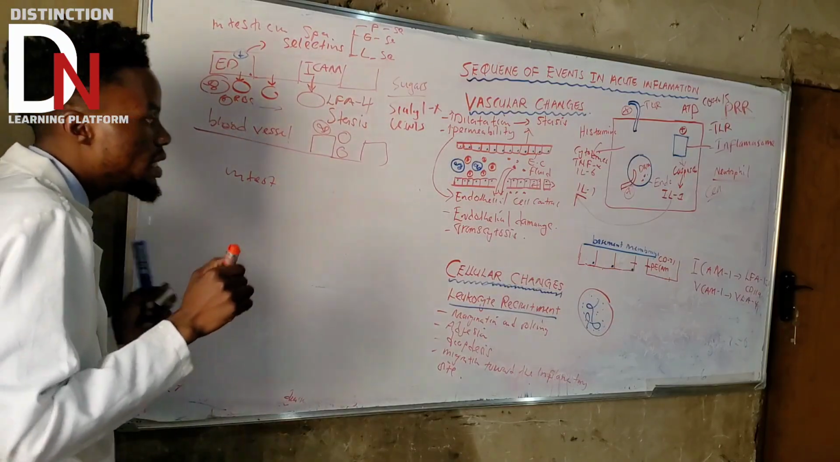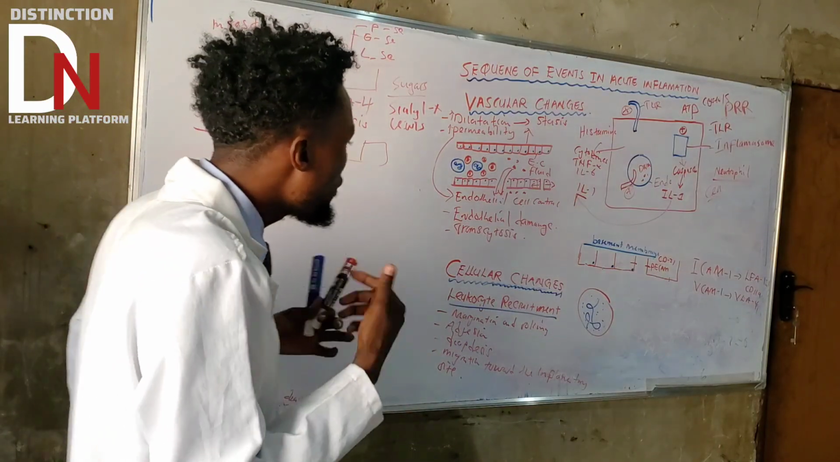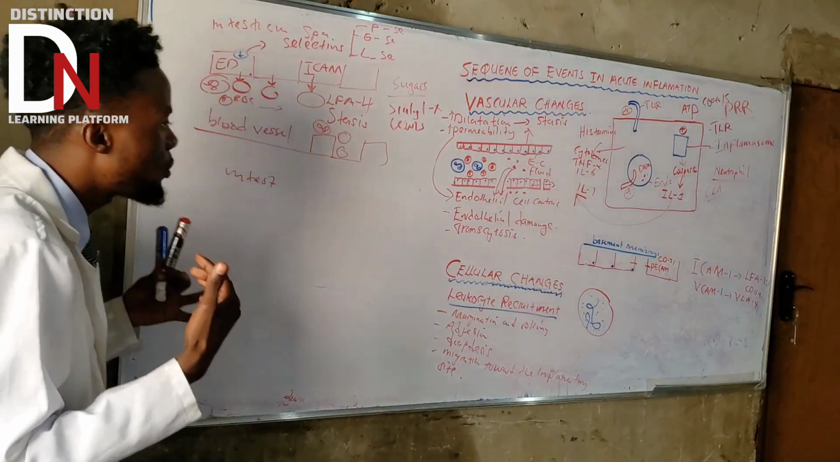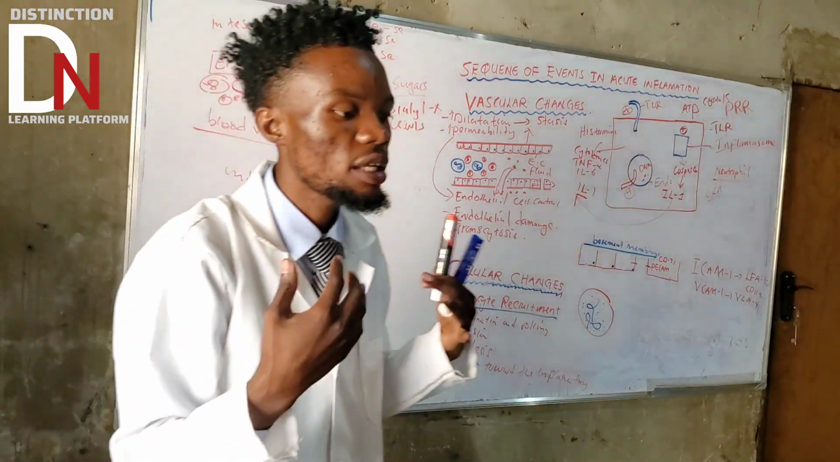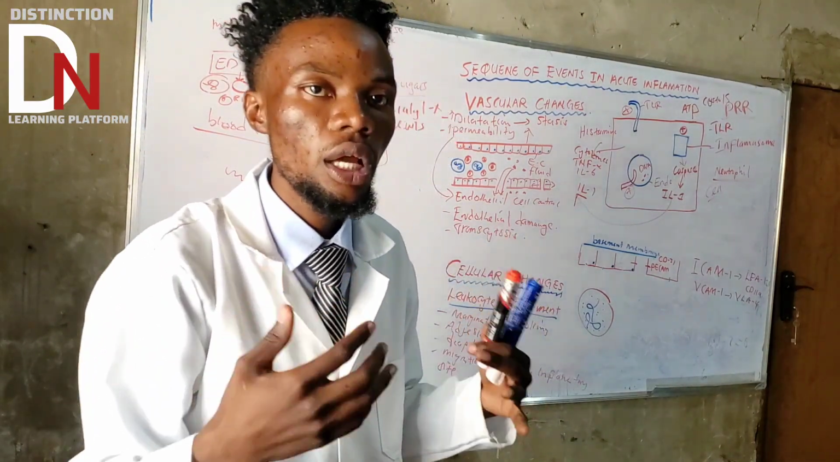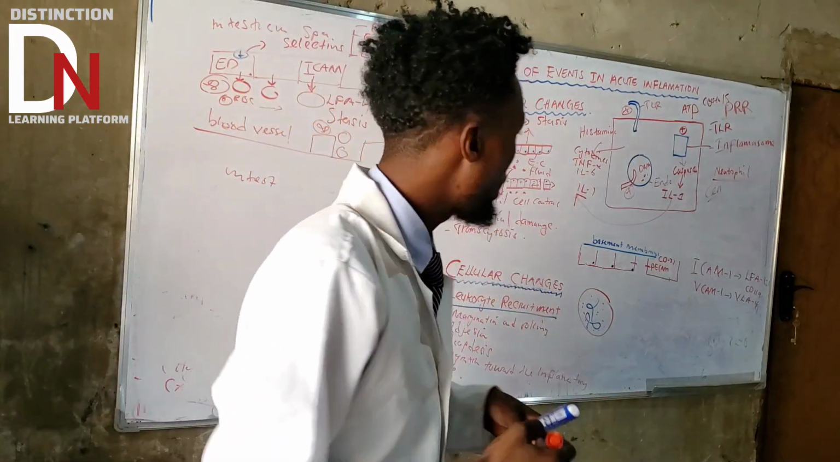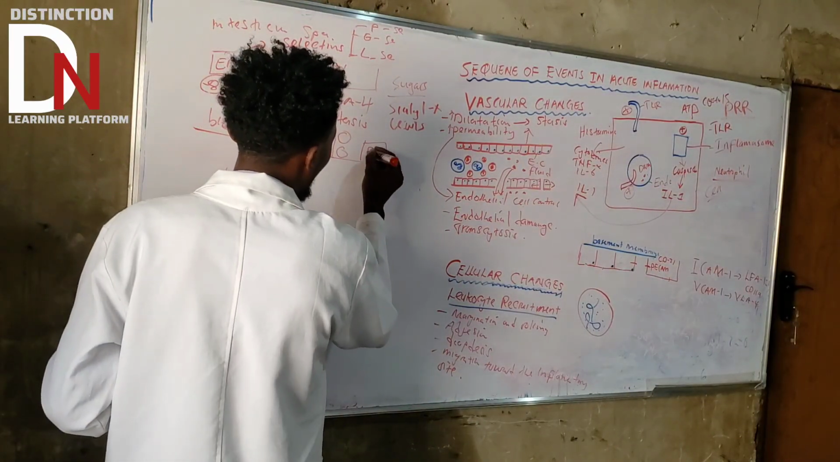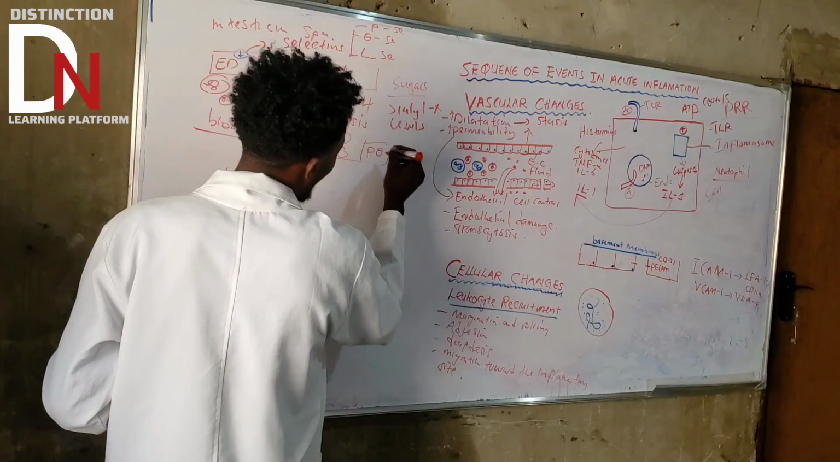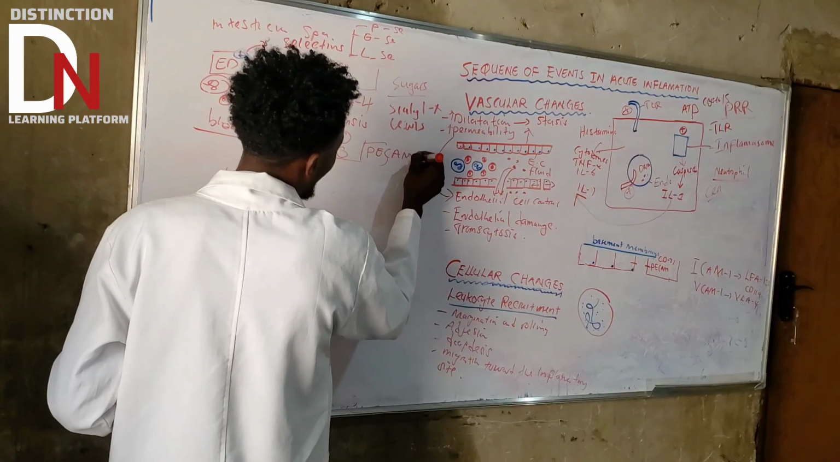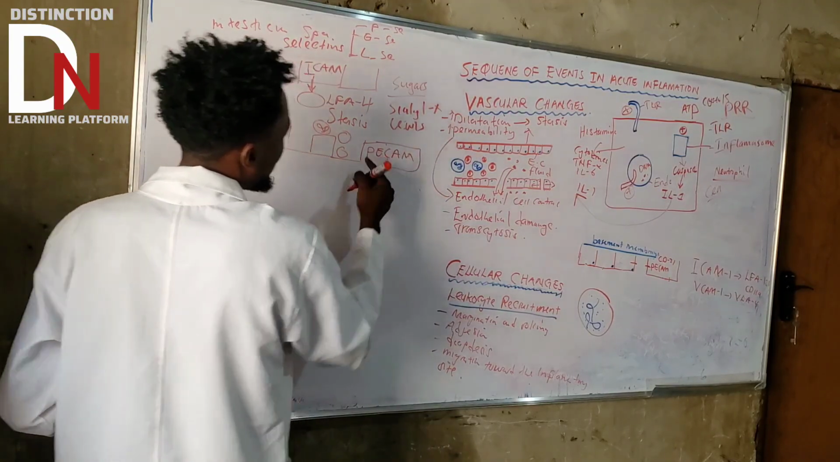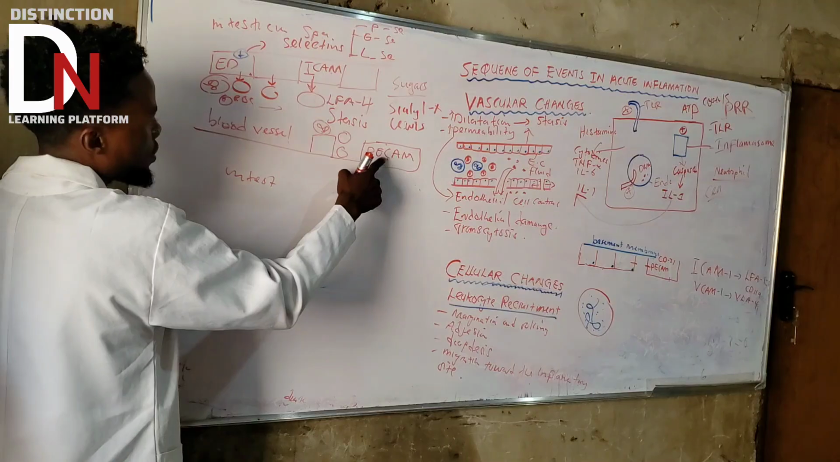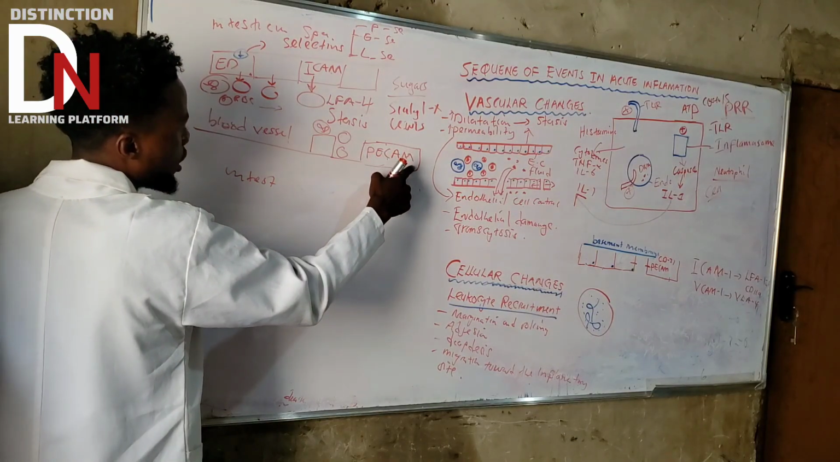But diapedesis is only possible if there are also some adhesion molecules expressed by the endothelial cells and also the leukocytes themselves. What is that? We call it PECAM. So PECAM is platelet endothelial cell adhesion molecule.